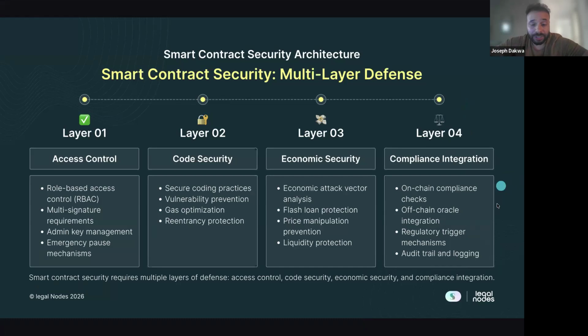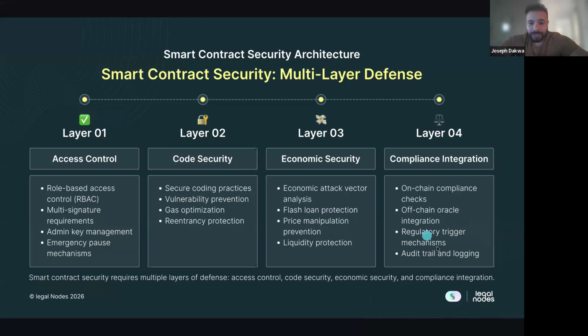And then, of course, we want to look at the economic security side of things, which introduces another subsection of attack vectors. Flash loans are used a lot today to manipulate protocols and blockchain ecosystems, by manipulating token prices and things like that, or even in governance as well. So we have to be very aware of these things. Price manipulation prevention is important, alongside liquidity. These are all attack vectors that can happen through flash loans.